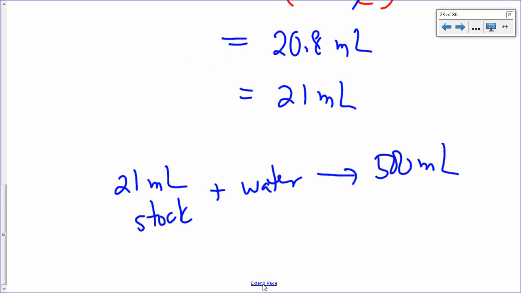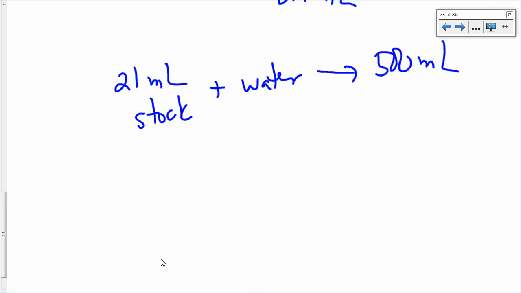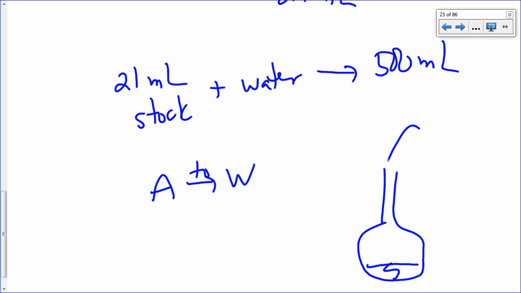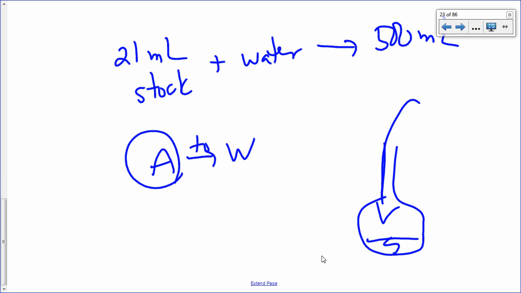Word of caution, practical information in the lab. Whenever you're diluting concentrated acids in the lab, always add acid to the water. Acid to water. That means don't just take 21 mils of HCl and then add water to it. You generally do not add water to a concentrated acid. When you have a concentrated acid, add acid to water first.